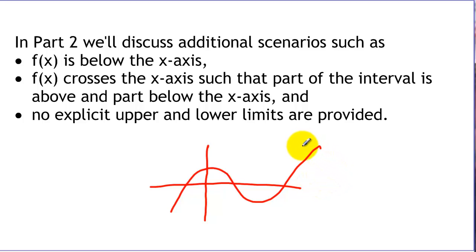And also we might have something where we have no explicit limits given, meaning we want to find the bounded area, so that would be, say, this area here. And so we'll be using finding x-intercepts, etc. So we'll talk about how to handle these scenarios in part 2.